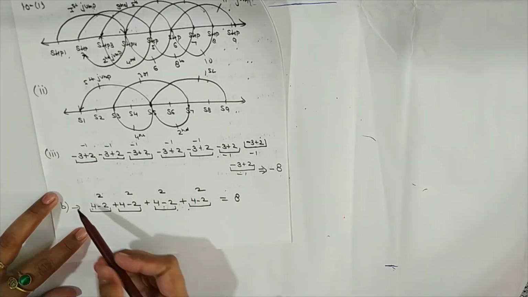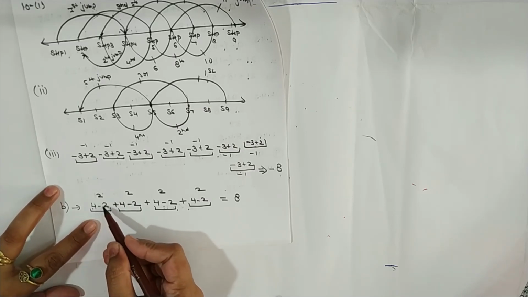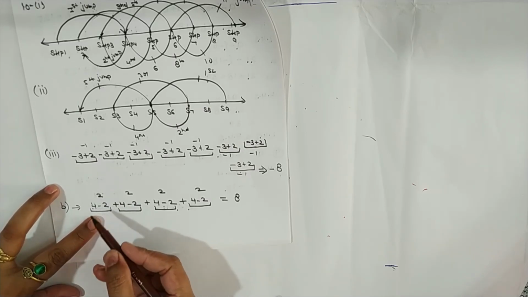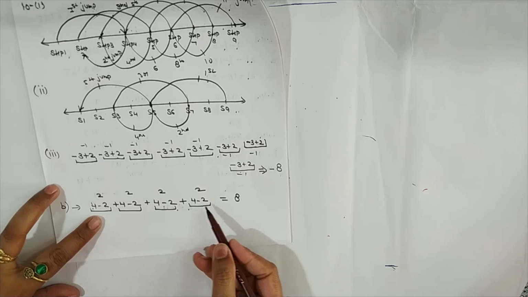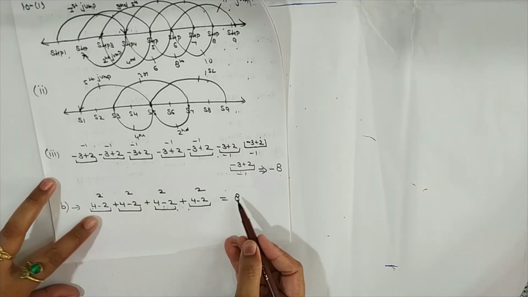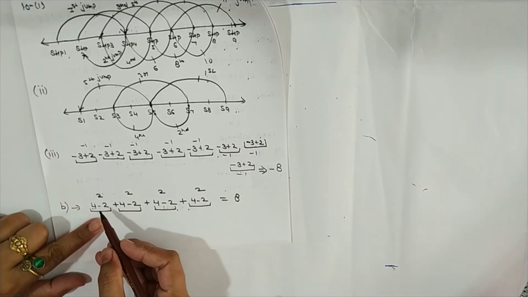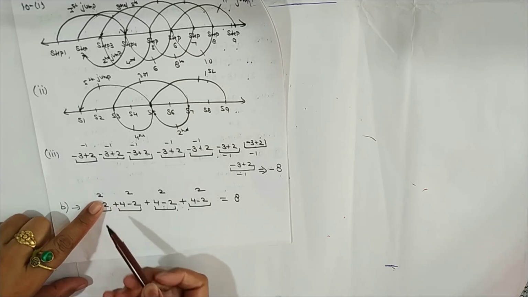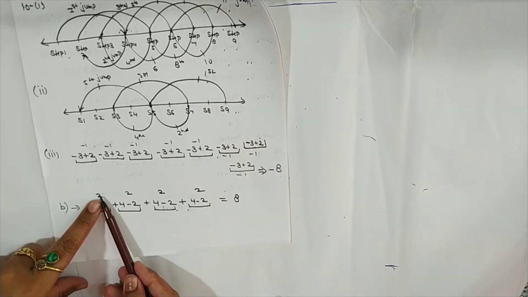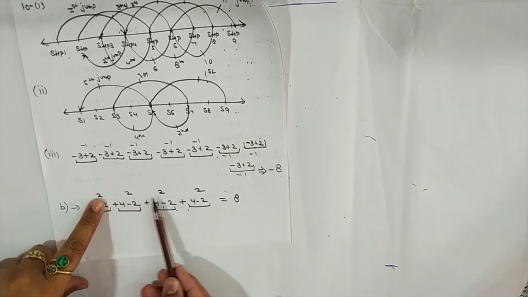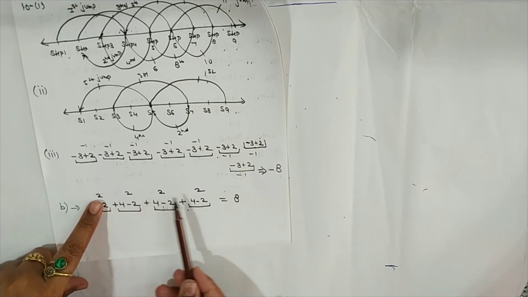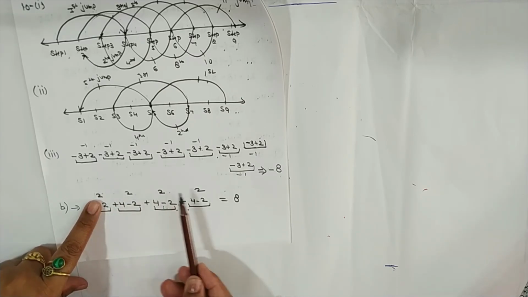Similarly, in the B part, 4 minus 2 is given. Now how many times will you repeat it? So your answer will be 8. So 4 minus 2 becomes 2. Now how many times do we add 2? So the sum will be 8. Yes, 4 times. 1, 2, 3, 4.